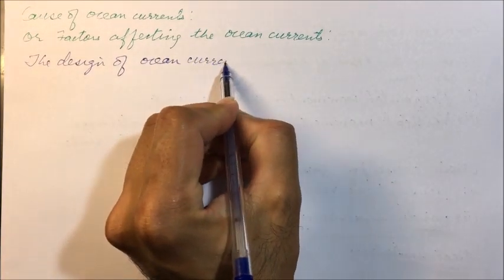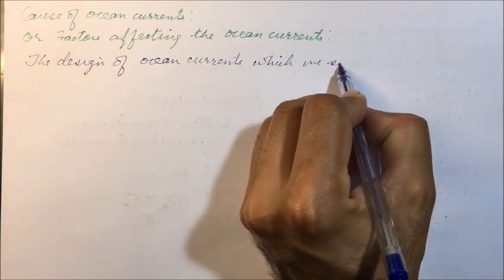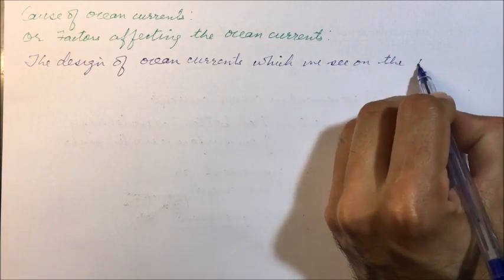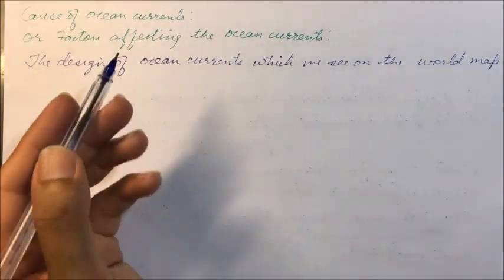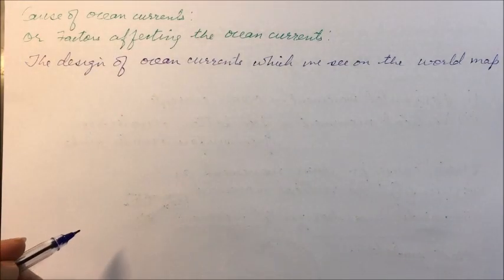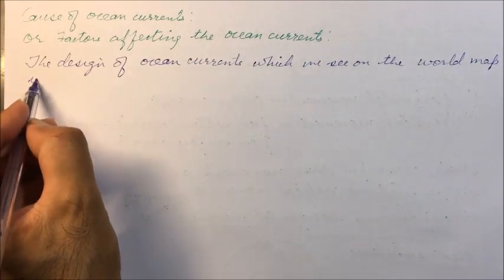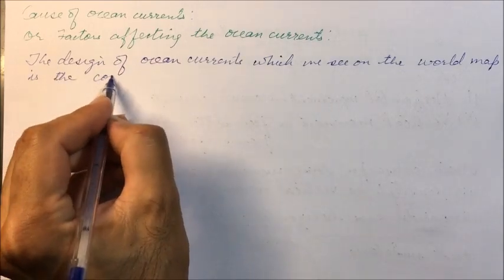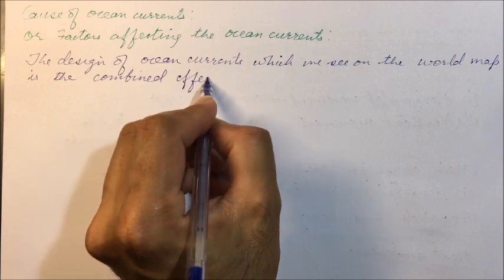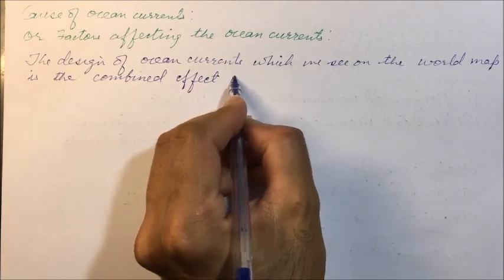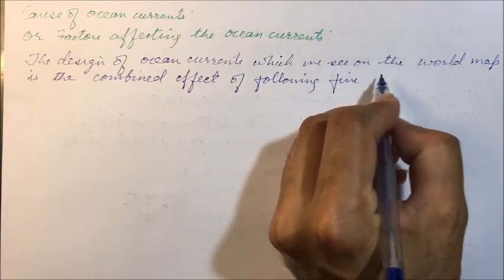Ocean currents which we see on the world map is a combined effect of the following 5 factors. So we'll be discussing here 5 factors. So the design of the ocean currents which we see on the world map is the combined effect of the following 5 factors.